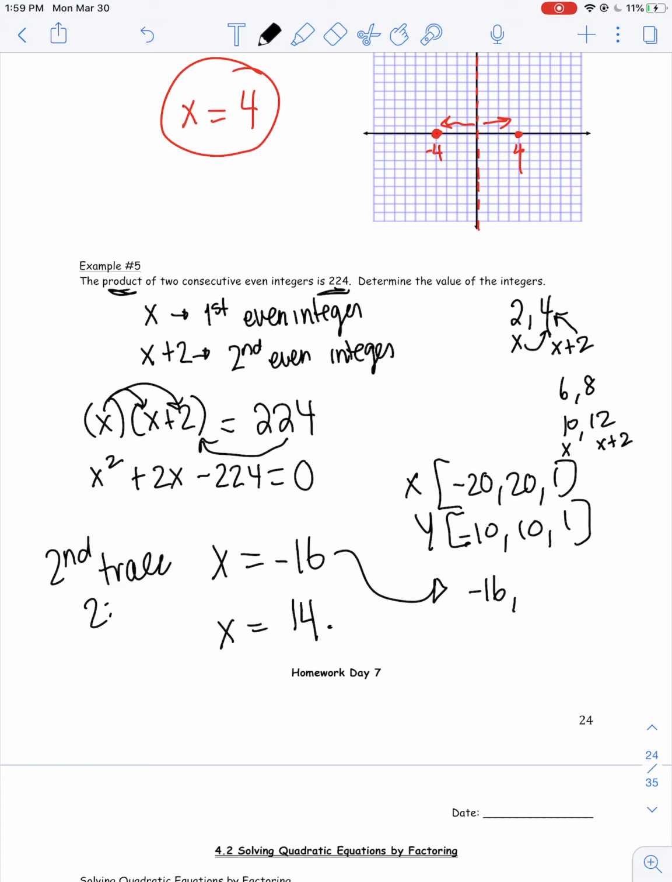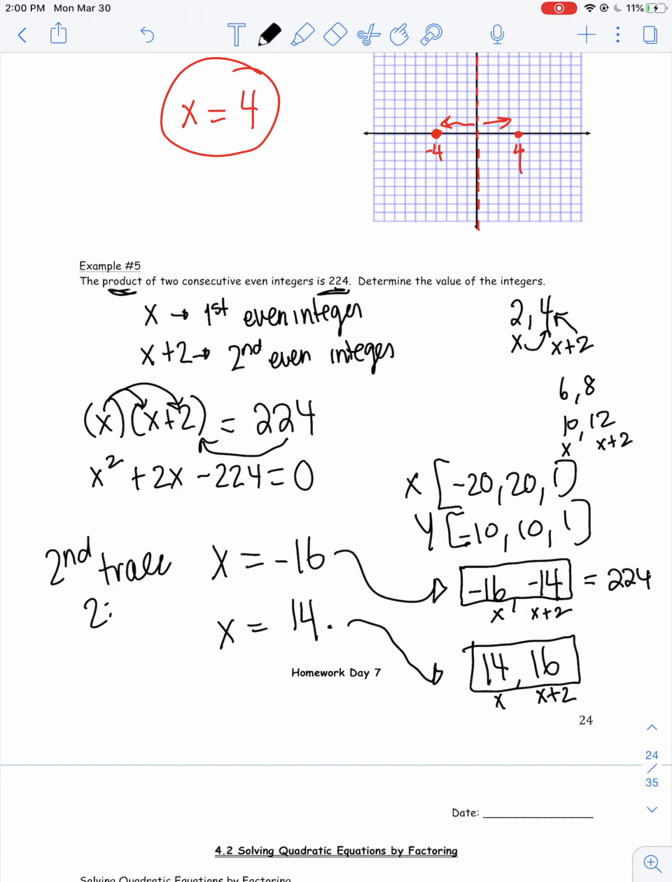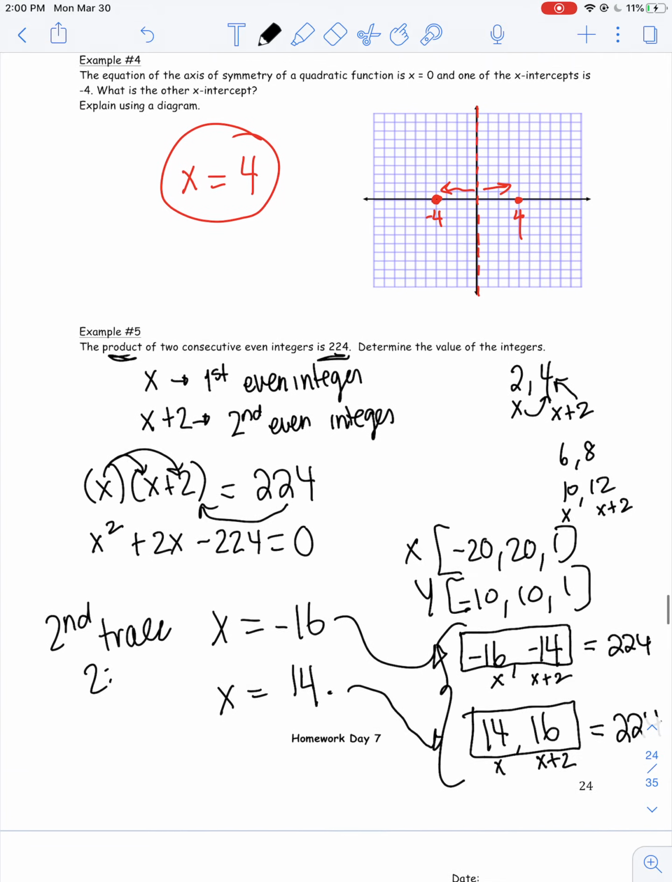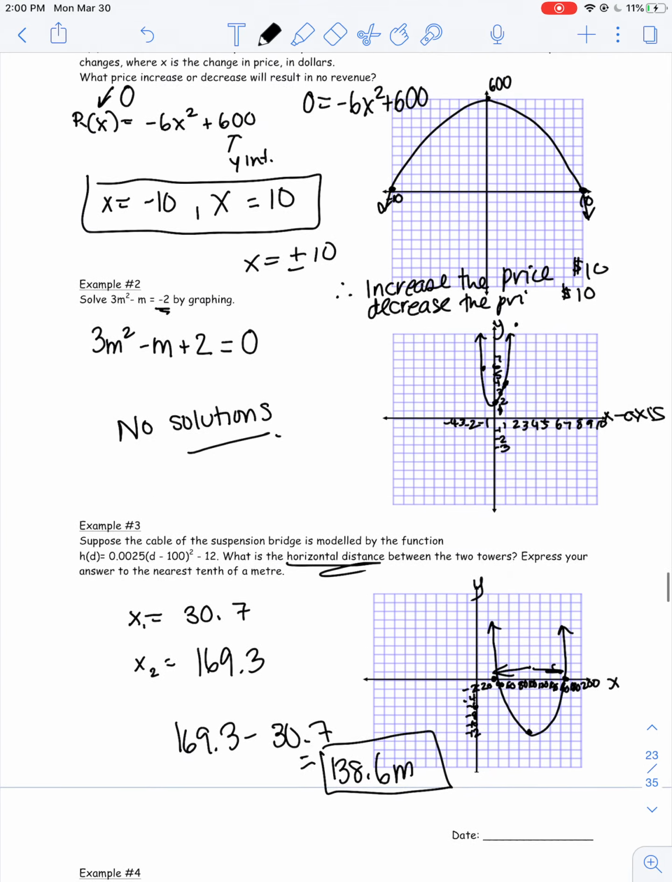Now, that means that there are 2 sets of solutions. If x is -16, that means if we add 2, remember our x plus 2, this is our x. If we add 2 to that, we're going to get our next even integer. So if you guys look, if you multiply these answers, they will give you 224, positive 224. So this set of solutions work. Now let's look at this one. If I have 14 as my x, plus 2, meaning add 2 to that number and you get 16. This is another set of solutions that if you multiply them, the product, you get 224. So you would have to have both sets of these to get the full marks for this question.